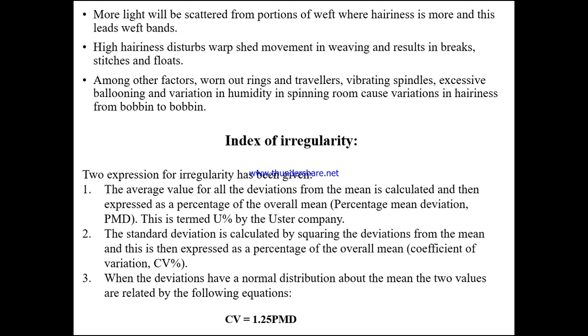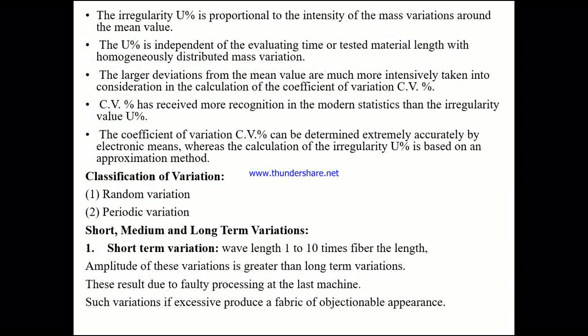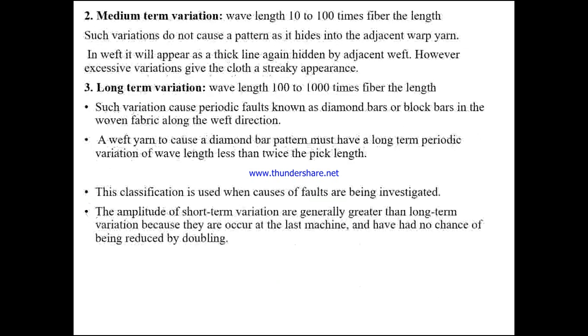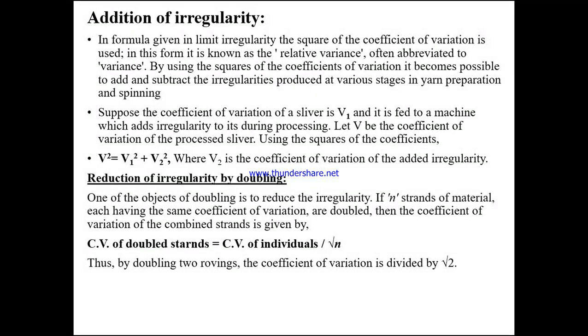The definition of index of irregularity. We have discussed U percentage, which is also called percentage mean deviation, and the relationship between the coefficient of variation and percentage mean deviation. Then we have discussed various types of variations: random variations and periodic variations. Periodic variations are classified as short term, medium term, and long term variations. We already have discussed this type of variations.